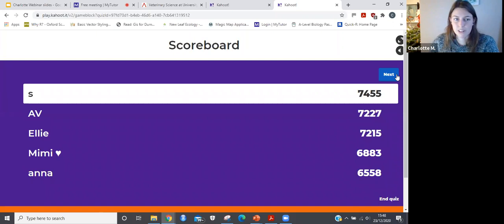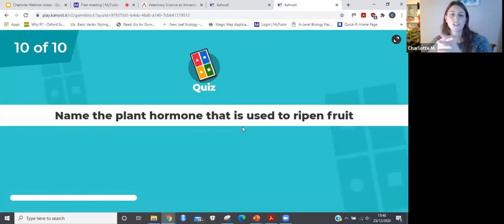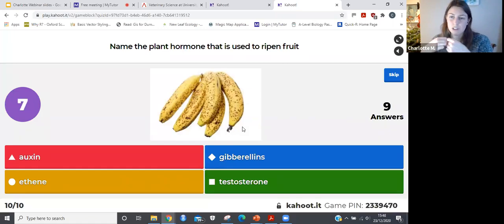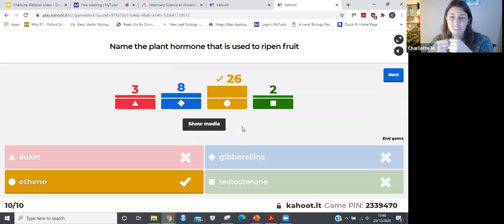How's that leaderboard looking? Not too much change. They're still on the top there. And the final question. Name the plant hormone that's used to ripen fruit. Which one did we talk about? We talked about bananas. Well done. Yes, ethene. And remember, ethene is also the hormone that's supplied as a gas, so it's slightly unusual. That is how plants are ripened. Okay.